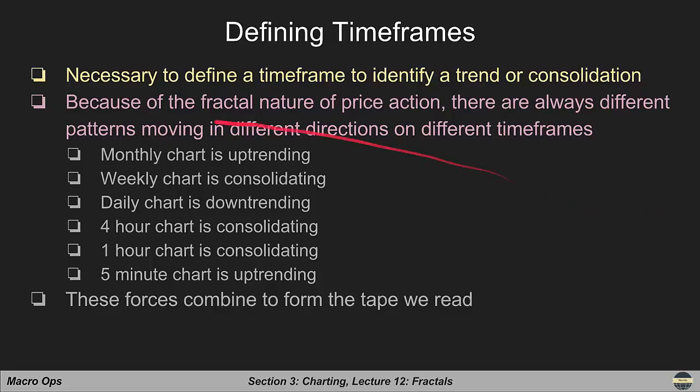So we can have a situation like I listed here with the monthly charts uptrending while the weekly chart's consolidating, and then the daily chart's downtrending while the 4 hours consolidating, etc. So the different time frames can show completely different characteristics from a price action perspective, and we need to define what time frame we want to exploit and trade, and so to make sure that we're hitting a trend and not being stuck in some type of consolidation zone.